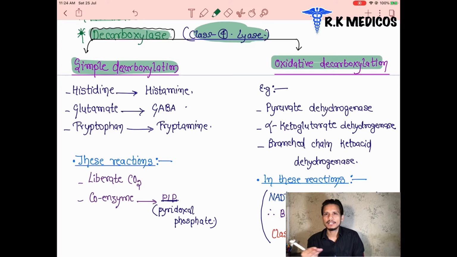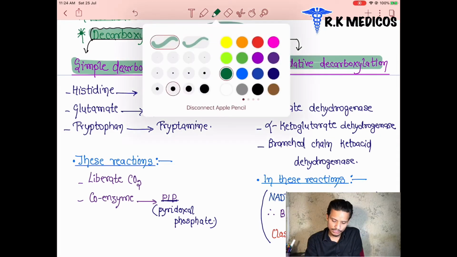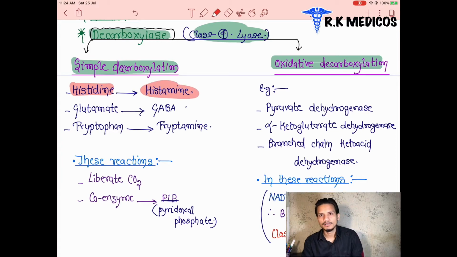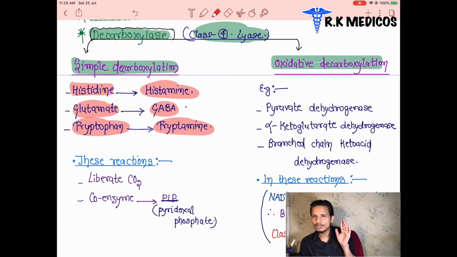What different types of simple decarboxylation do you know? A question comes directly. What is simple decarboxylation? It means histidine is converted into histamine. Histamine is a neurotransmitter, as you know. Glutamate, an amino acid, is converted into gamma aminobutyric acid, also a neurotransmitter. Tryptophan is converted into tryptamine. So all these are converted after decarboxylation.